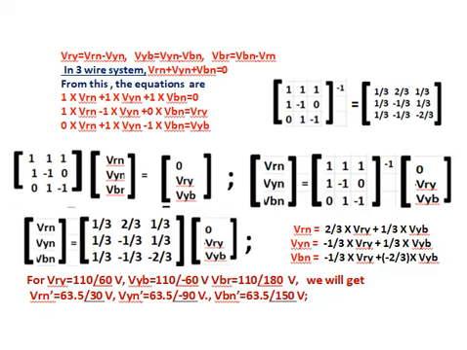VRN equal to 2/3 VRY plus 1/3 VYB. VYN equal to minus 1/3 VRY plus 1/3 VYB. VBN equal to minus 1/3 VRY plus 2/3 VYB. For VRY equal to 110 angle 60, VYB equal to 110 angle minus 60, VBR equal to 110 angle 180 volt, we will get VRN' equal to 63.5 angle 30, VYN' equal to 63.5 angle minus 90, VBN' equal to 63.5 angle 150.